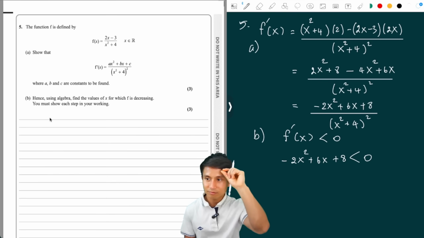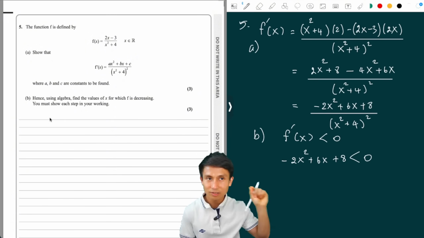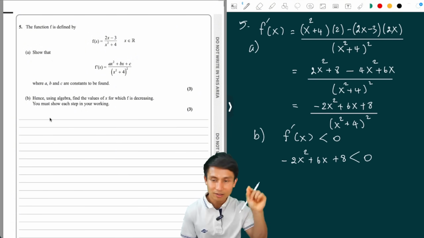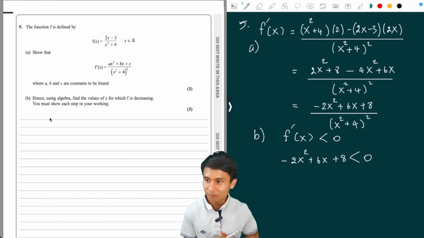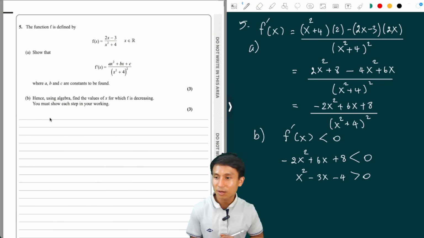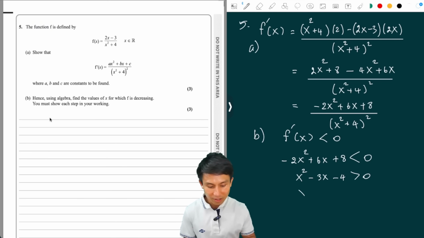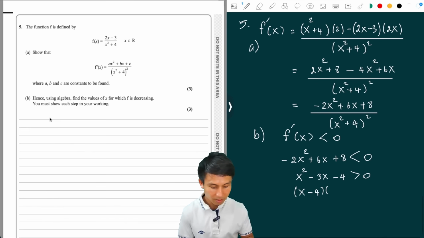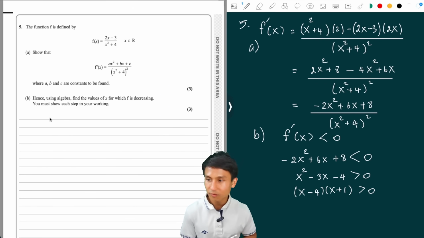Okay, because something divided by a positive number is less than 0, then you got to get the top part being a negative number. That's why I put the top part less than 0 here. Now, if we simplify by minus 2, we get x squared minus 3x minus 4 greater than 0. I just divide the whole thing by minus 2, and I needed to flip the sign there. And I can factorize this as x minus 4 and x plus 1 greater than 0.